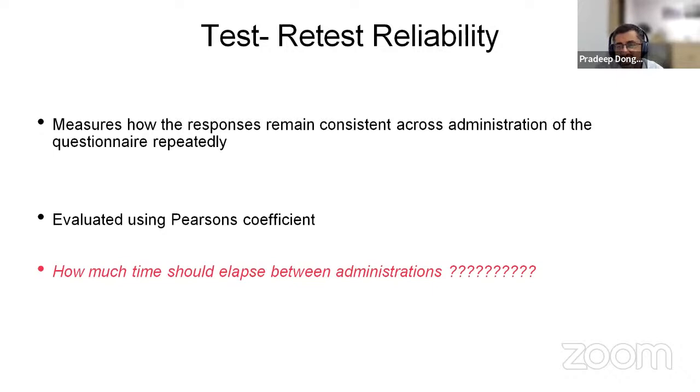That is a big question. Usually, they say that they should have forgotten the first set of answers that they have given. Some of them advocate 1 month, some of them advocate 15 days. So that is a question that is really dependent on the question.